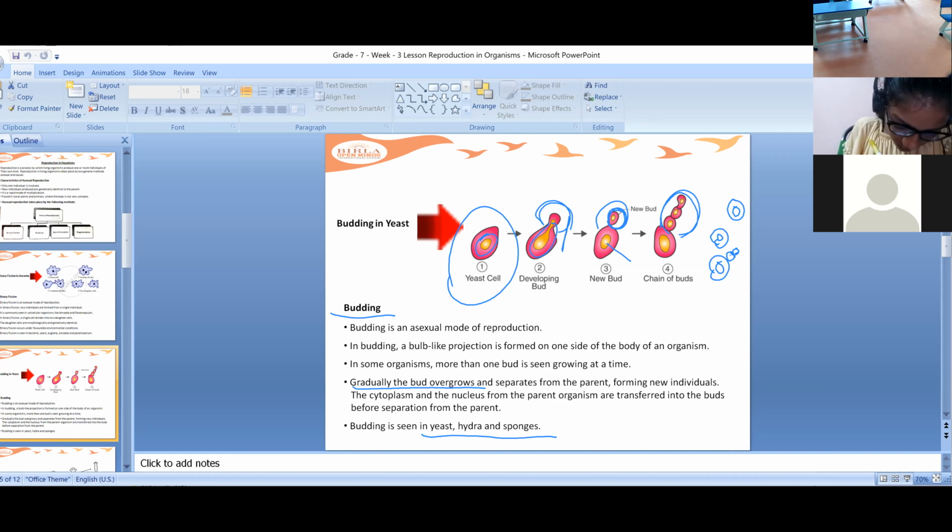Gradually, the bud overgrows and separates from the parent, forming new individuals. The cytoplasm and the nucleus from the parent organism are transferred into the buds before separation from the parent.